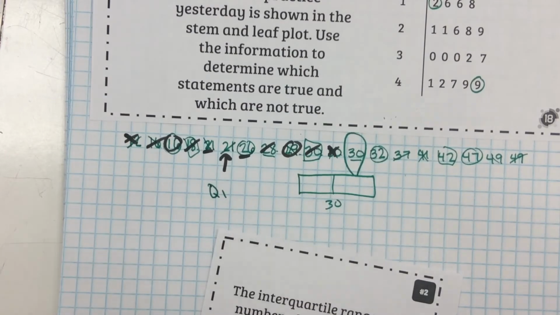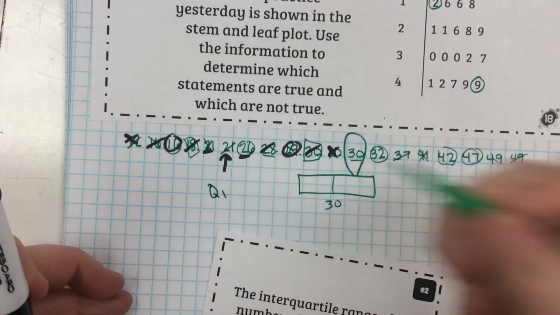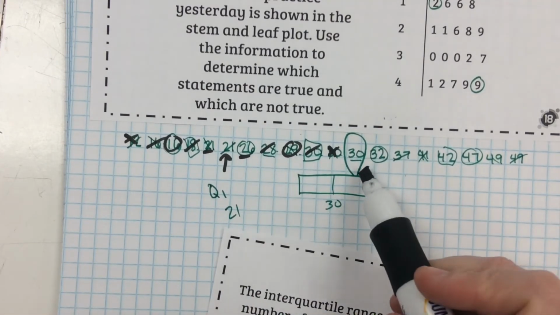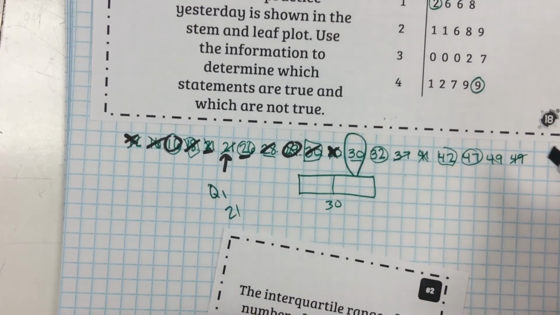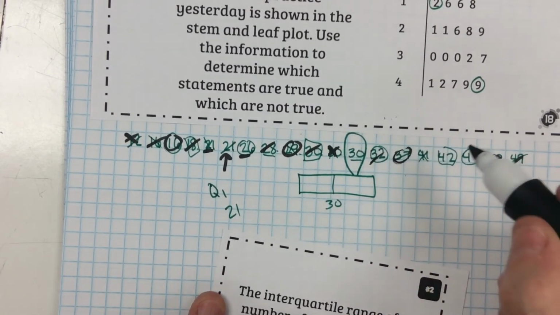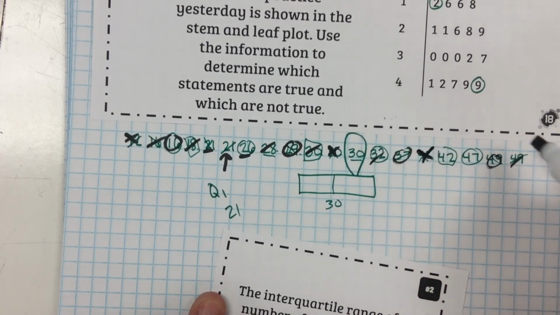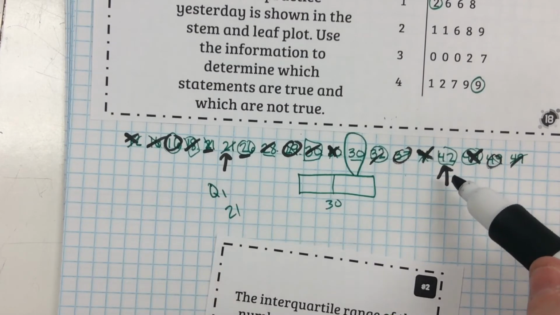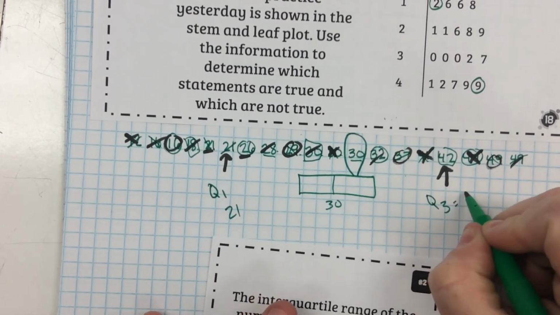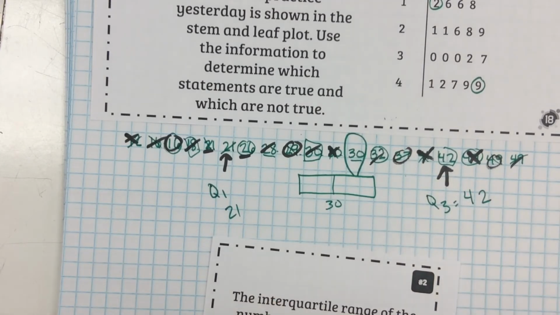So I'm going to do the same thing over here at my quartile 3. Okay, so I'm going to start right over here on the right side of this one. And I'm going to mark out these numbers one at a time. Okay, so now we have a 42 on this side. So quartile 3 is a 42.